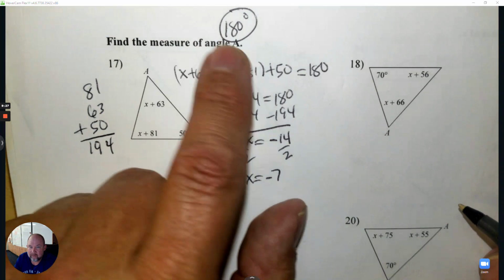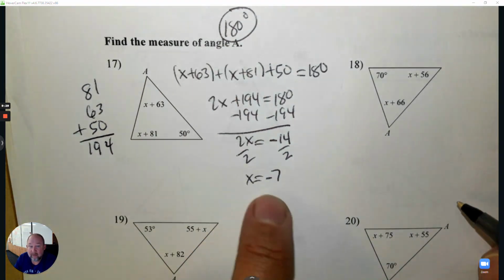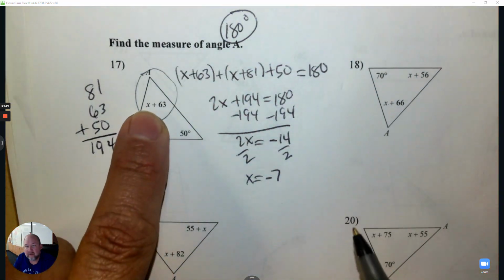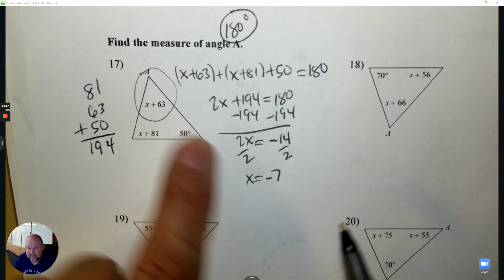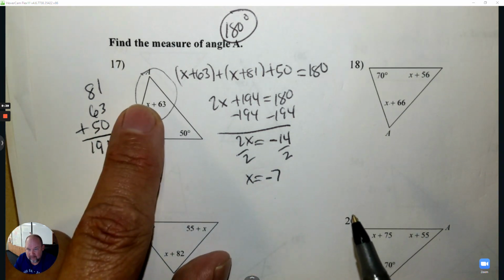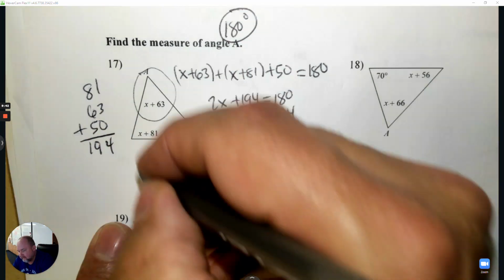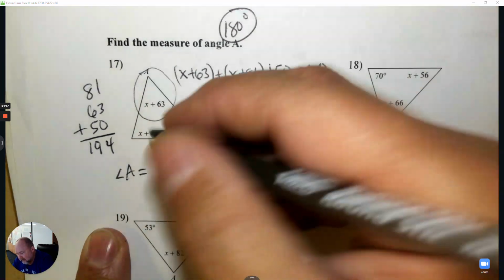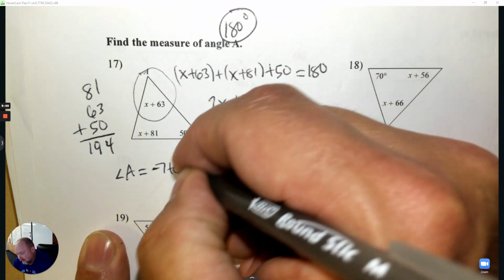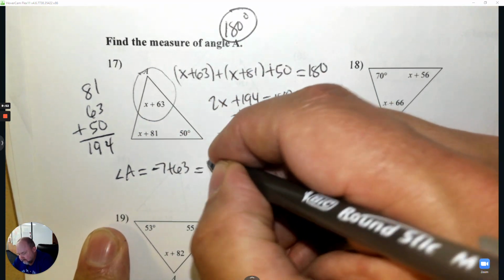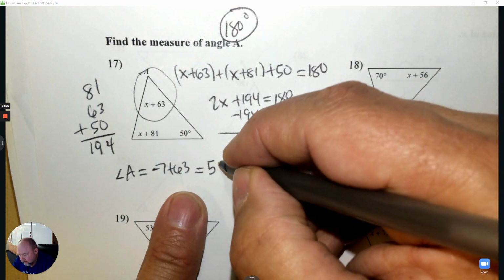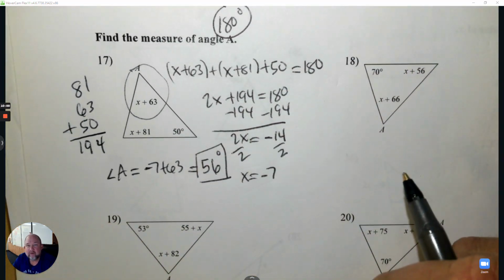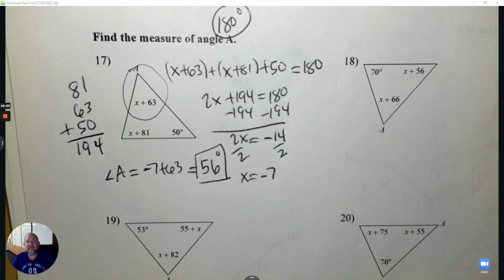Now the question asks for the size of angle A, not what x equals. But now that I know what x equals, here's A right here. I'm only going to use x plus 63, and I'm going to replace the x with negative 7 and solve it. So angle A is going to be negative 7 plus 63. There we go, 56, and you have your answer. So this is kind of the next level up.